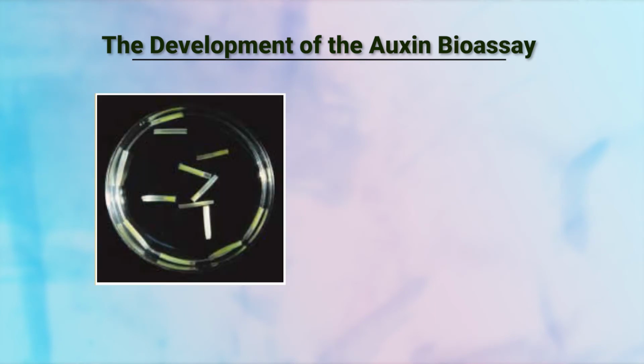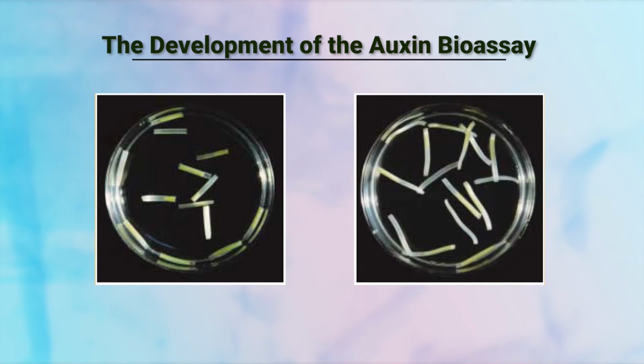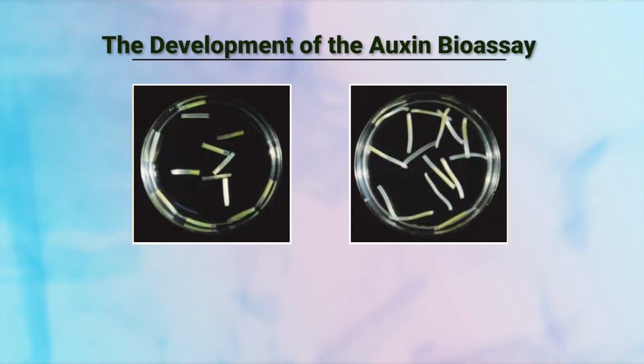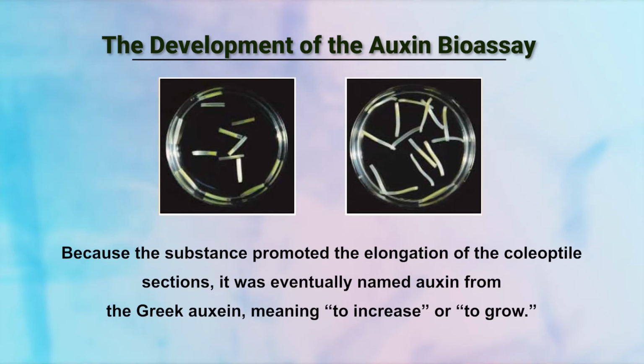Then another simple bioassay was developed where thin sections of coleoptiles are suspended in solutions containing indole acetic acid. After some time, these sections showed elongation, and the extent of elongation is proportional to the amount of indole acetic acid present in the solution. This bioassay actually led to the naming of auxin, from the Greek auxein, meaning to increase or to grow.